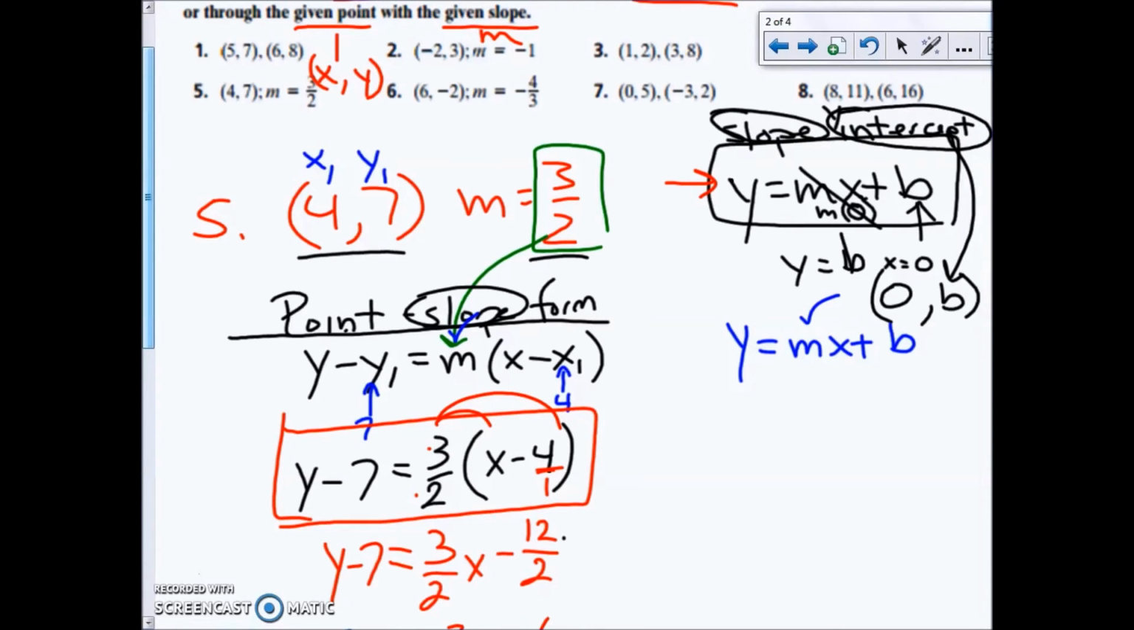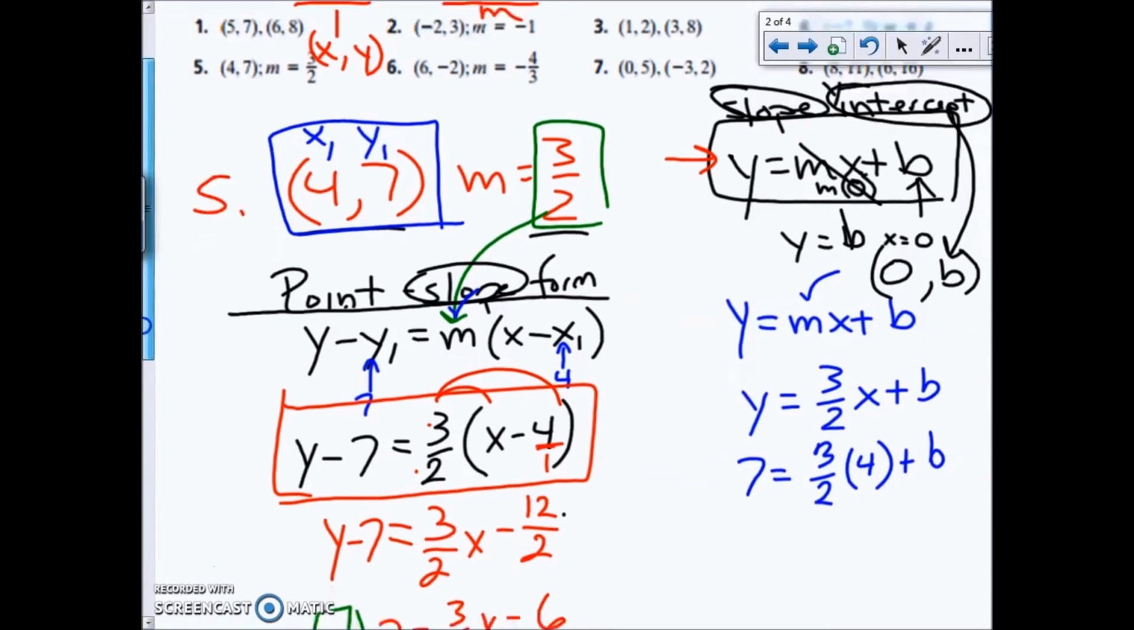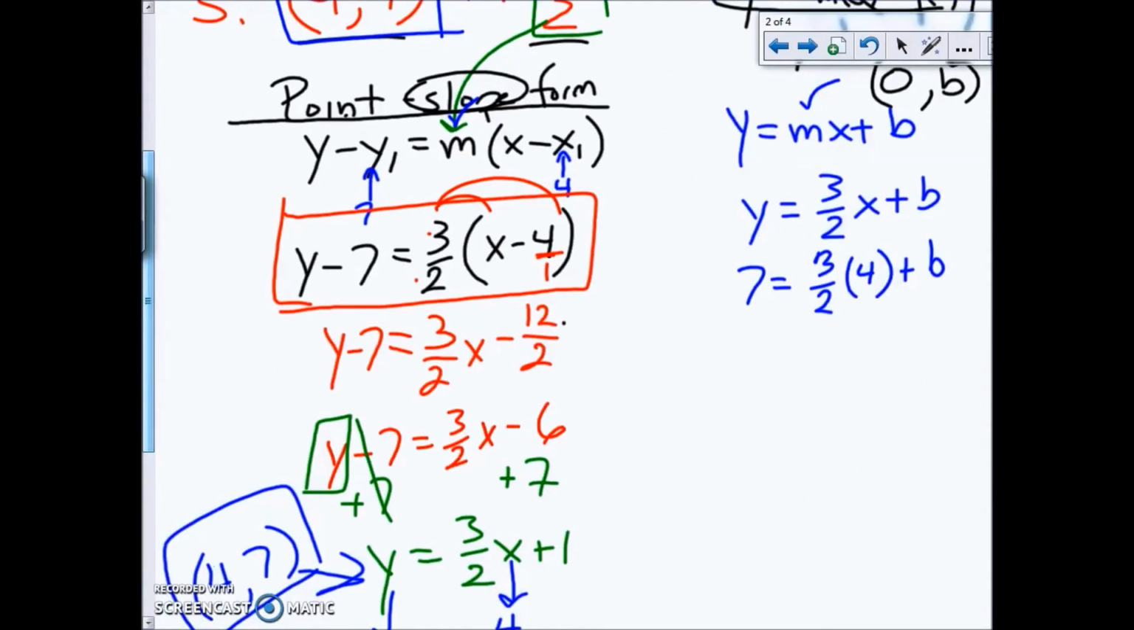So what I want to do is say that, okay, here we have m equals 3/2, so y equals 3/2 x plus b. And now you might be saying, well, I don't know x, I don't know y, I don't know b. Well, I do know x and y because we had this point over here, (4, 7). So let's take the 7 for the y: 7 equals the 3/2 times the 4 plus the b. And we again have 3/2 times 4, 4 over 1. We know by now that's 12 over 2 to give me 6.